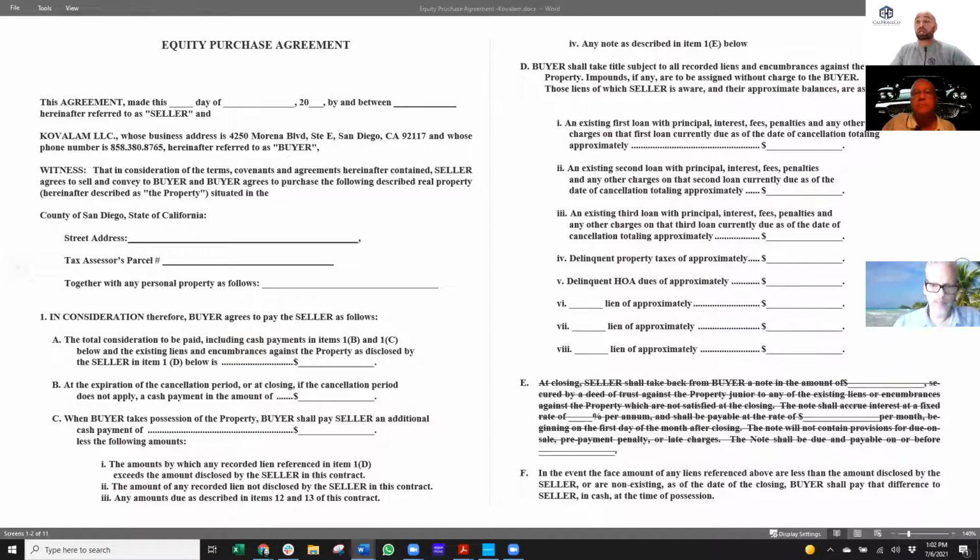So today we're going to review the equity purchase agreement. This contract is to be used when a home has equity and we're buying it subject to the existing liens, right? And so subject to the existing liens basically means that we are going to be taking over the existing mortgage they have.